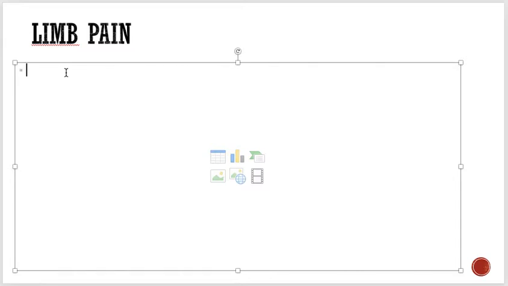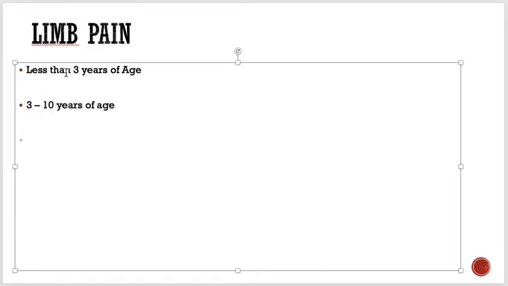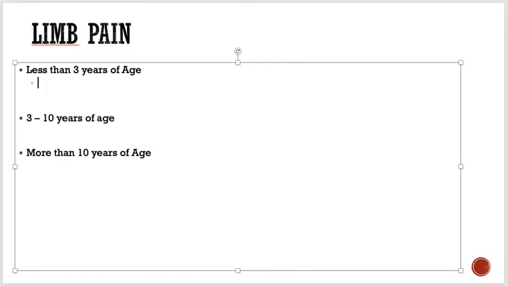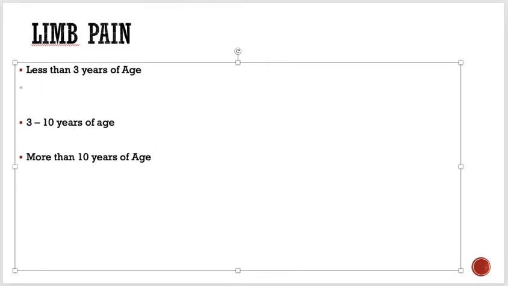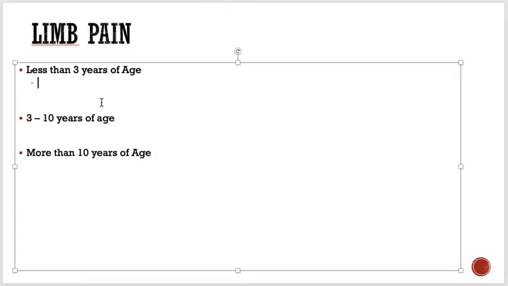So, just to give you an overview, limb pains can be classified according to the age group. The first age group is less than 3 years of age. Then there is an age group which is 3 to 10 years of age. And then there is an age group which is more than 10 years of age. The important thing is why I am dividing them into these age groups, because there are different causes. Some of them are common.